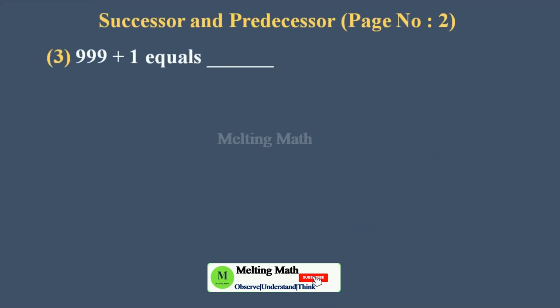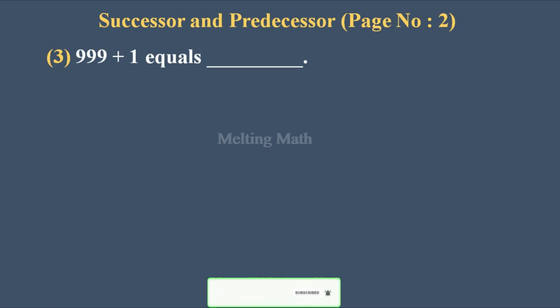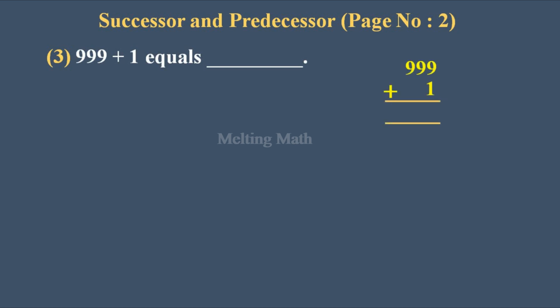Next, third one, 999 plus 1 equals dash. Here we are adding 1 to another number, so it comes under successor. So just add 999 plus 1. 9 plus 1 is 10. Here 1 is a carry and write 0 below.